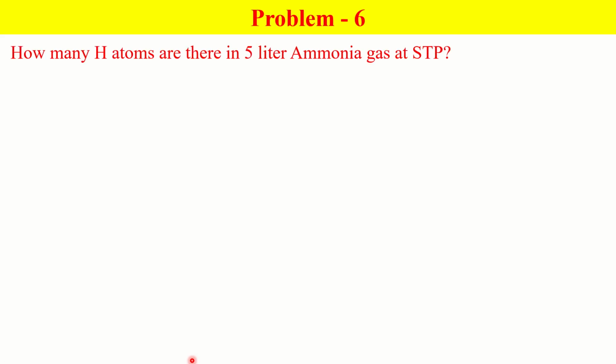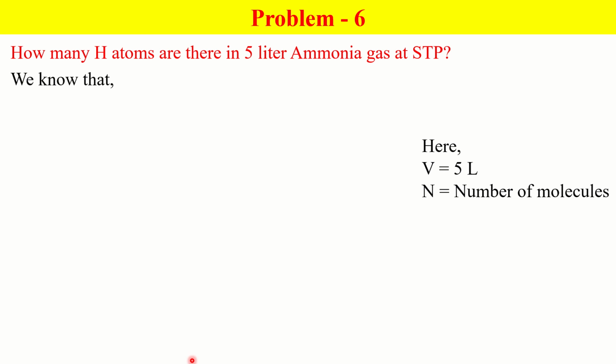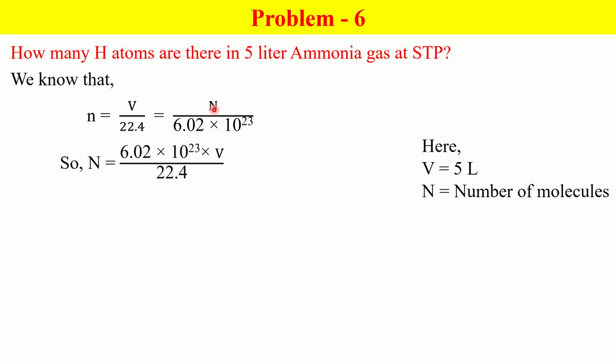Here also if you want to put the formula, then at first you will find out the value of N, that is the molecule number of ammonia. n = V / 22.4 = N / (6.02 × 10^23). Here V is 5 and you have to find out the value of N. So N = V × 6.02 × 10^23 / 22.4. It comes 1.34375 × 10^23 molecules.